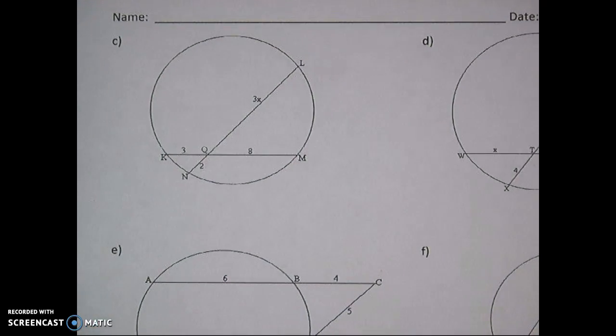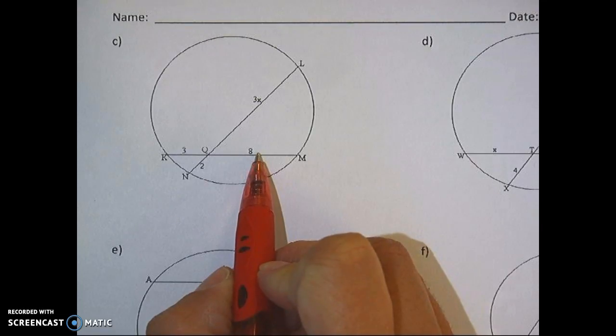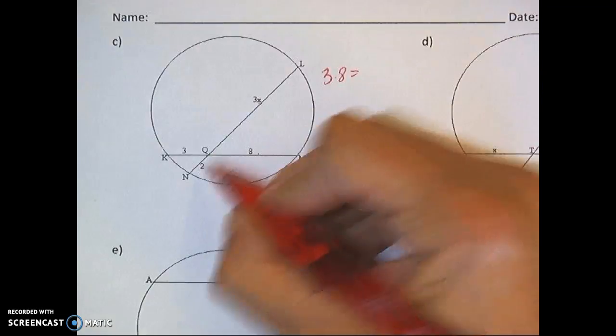All right, the problem on this back page is another one of those chord problems where I have two chords that intersect. I'm going to do the product of their segments. So 3 times 8 is going to equal 3x times 2.